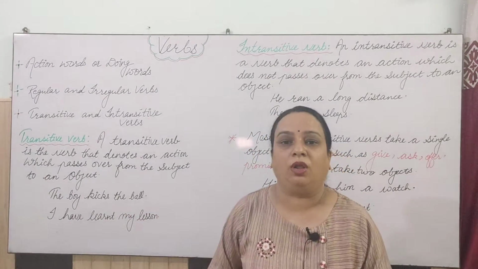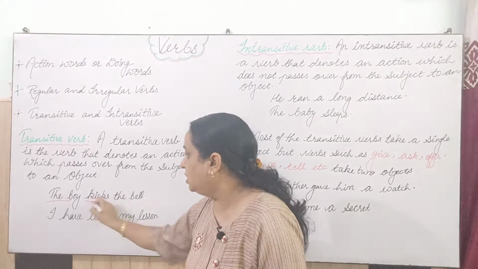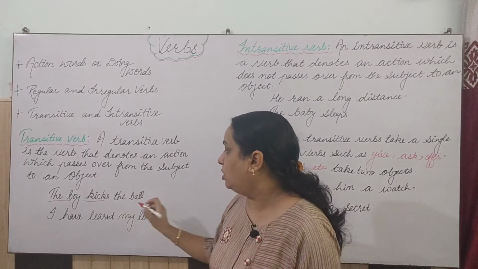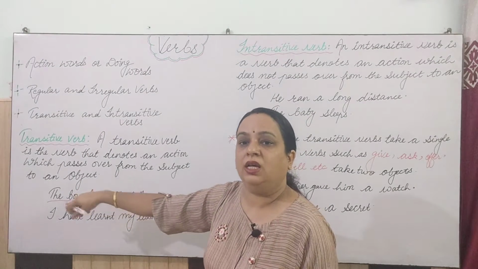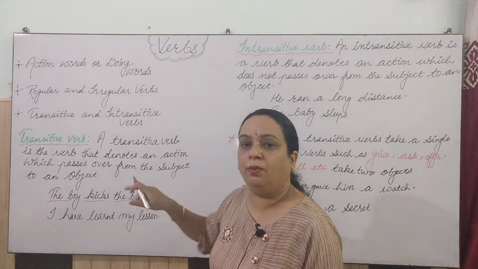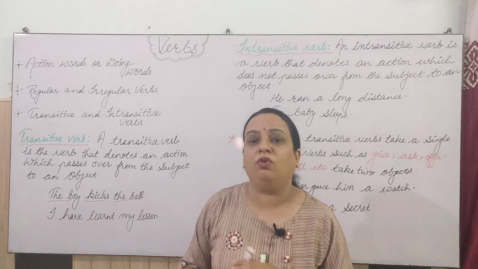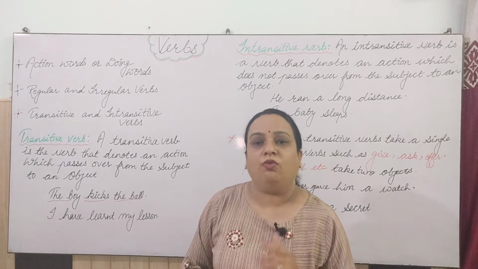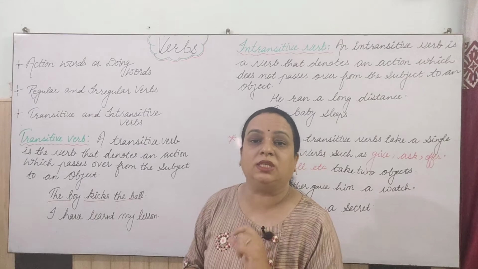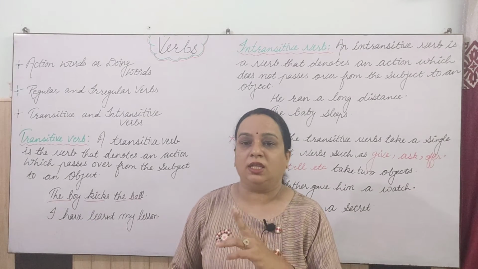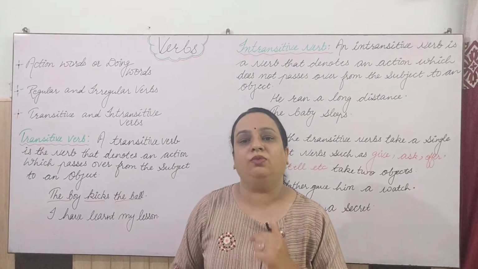The boy kicks the ball. Who is the subject here in the sentence? The boy is the subject. What is the verb? The verb is kicks. And what is the object? That is ball. So this action of the boy, that he is kicking, is transferred to whom? To the ball. In simple language, I want to give you one trick. When you want to find a transitive verb, you have to find an object in the sentence. You can find both objects, direct and indirect, or only one.